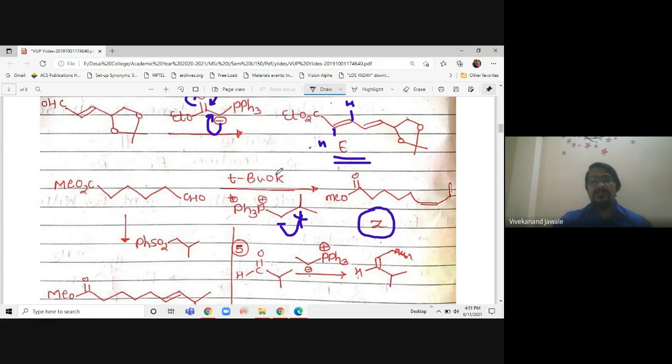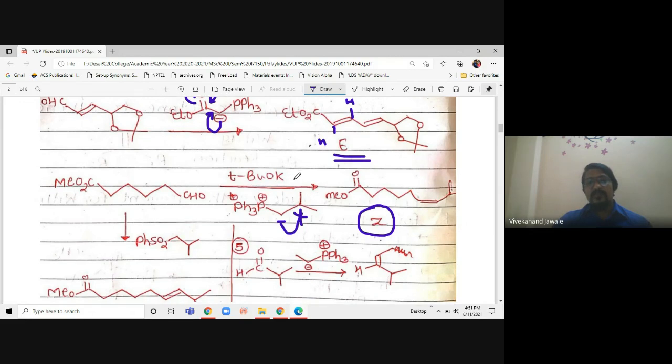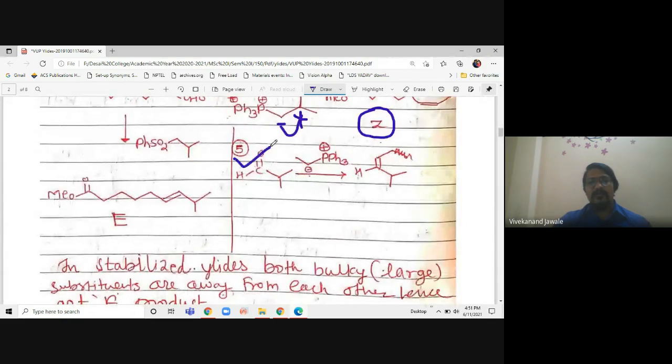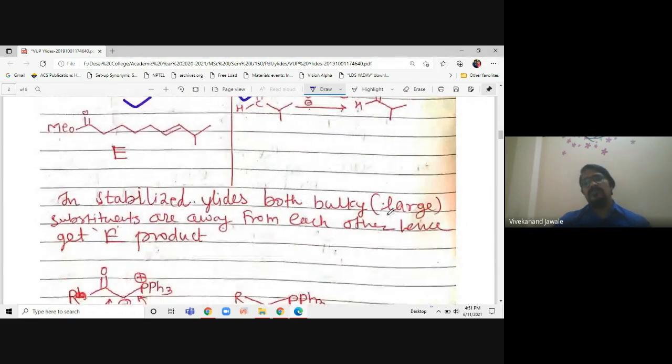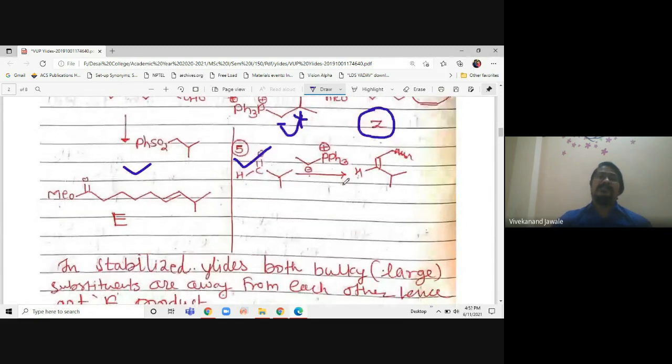So in these notes, not only this one thing, they have given a number of questions. I have written and I have referred to all these books. Okay, all these books means the books which are recommended by the SET and NET exams, I have used those books. But why this is happening: when there is a stabilized halide, you are getting E, and when there is an unstabilized halide you are getting a Z product.